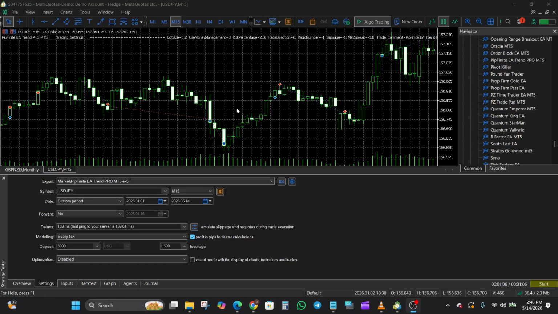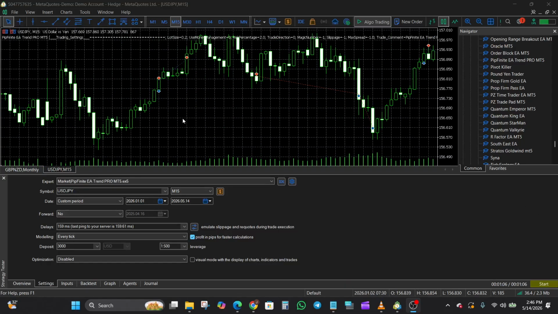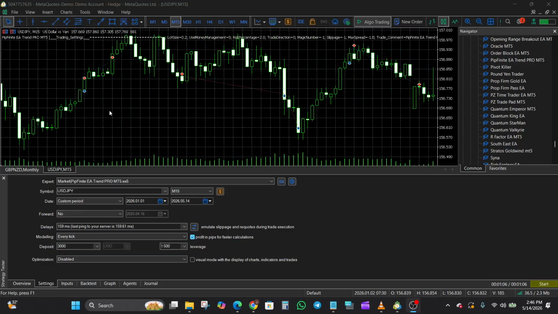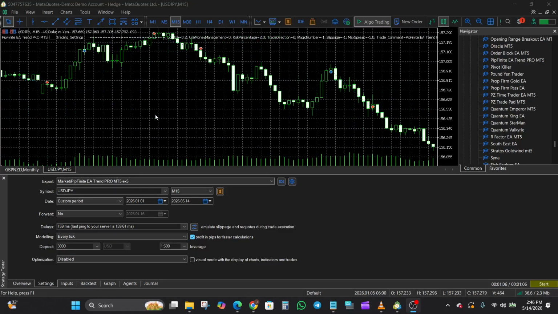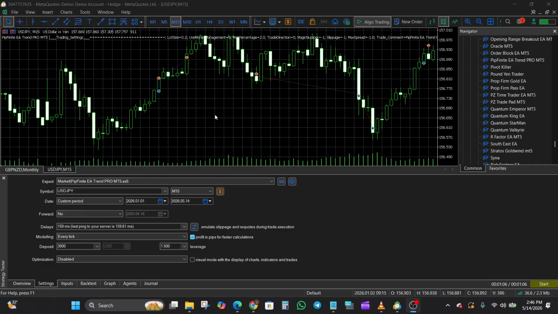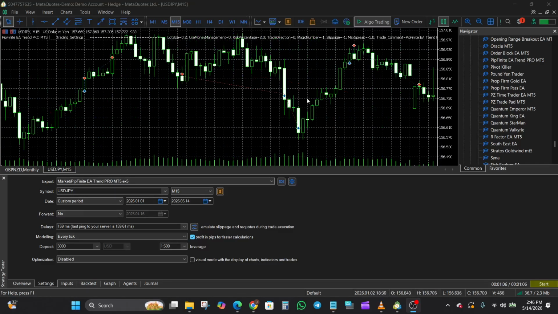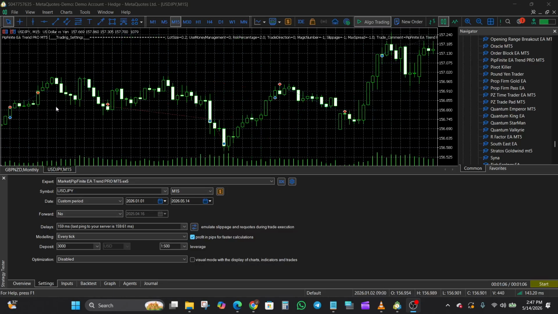Okay, so we can see that this EA is fond of executing back-to-back trades based on my observation, and it's also capturing short-term price movement. We can see that there was a trade opened and closed within this 15 minute candle, and then we can also see that we had another trade opened here, a sell trade, and closed here.